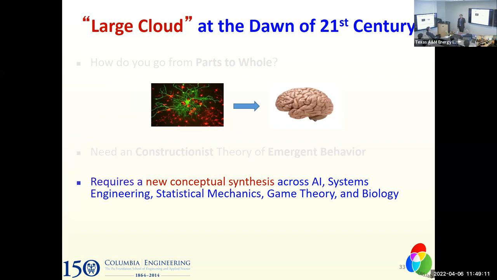Because of all the people, only engineers put things together. See, everybody else, mathematicians, physicists, chemists, biologists, they take things apart. Only engineers put things together, particularly systems engineers. So that's why I have systems engineering here to understand this question. We really need to think about bringing in ideas from systems engineering as well. So what might such a theory look like?